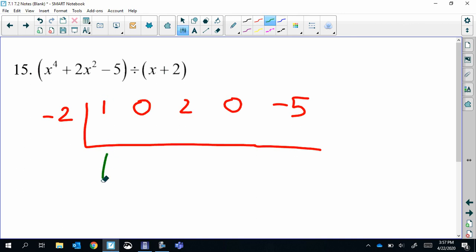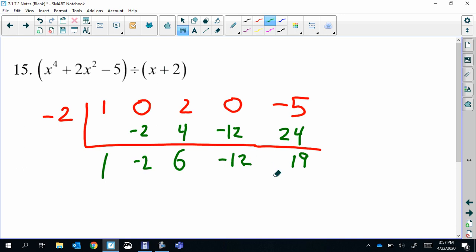So we add, we get 1, we multiply to get negative 2. Add straight down, multiply to get positive 4. Add straight down, multiply to get negative 12. Add straight down, multiply to get positive 24, and then add those two up, we get 19.